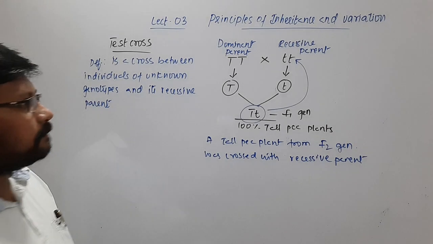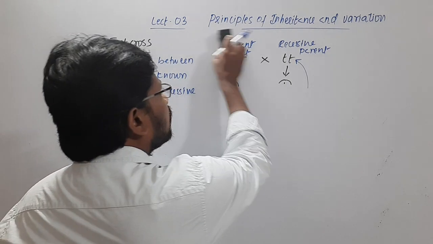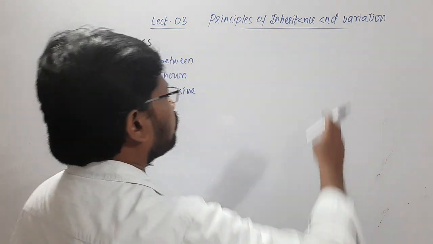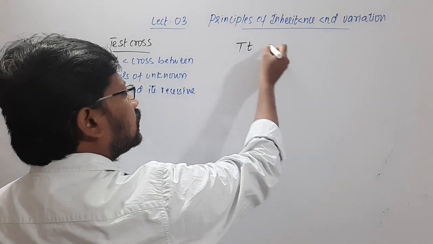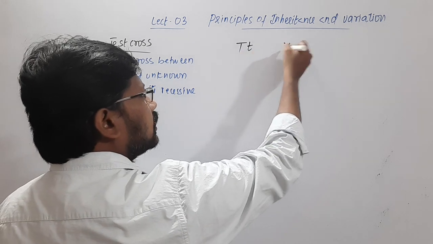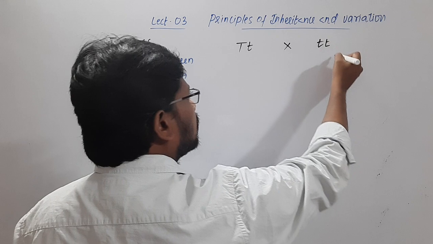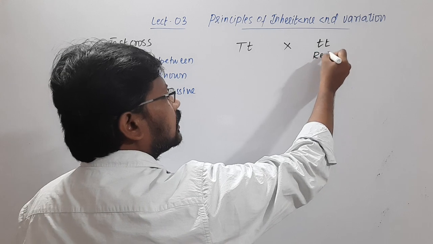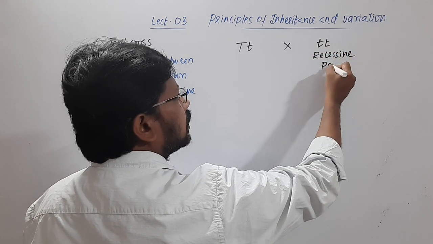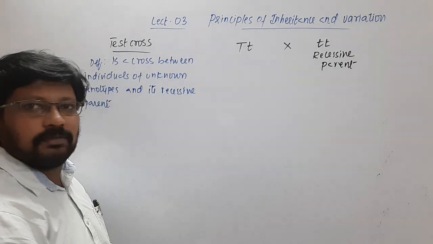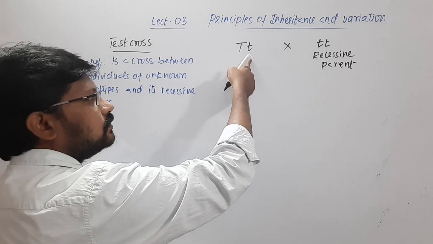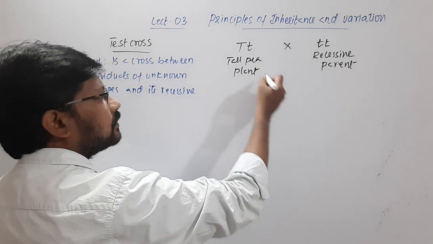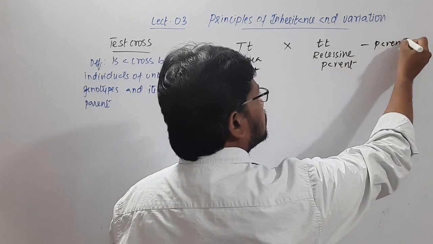So now let's see how the test cross will be. Capital T small t, that will be from the F2 generation, and it is crossed with small t small t. This is a homozygous dwarf plant, the recessive parent, and this one from the F2 generation is a tall pea plant. So these will be the parents.